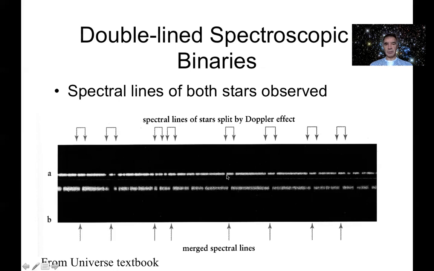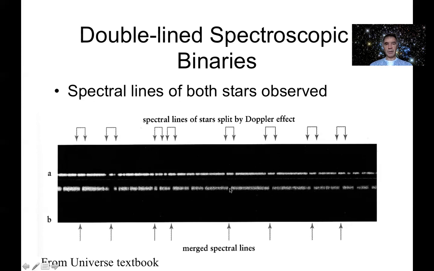In the top spectrum, you can see that each line is doubled up, if you like. There's one here and one there. You've got a whole set of lines, and they're all spaced apart by the same amount of wavelength shift. This second spectrum is taken at a later time in the orbit, and you can see that the lines have all merged into one. Now you can only see one set of lines.